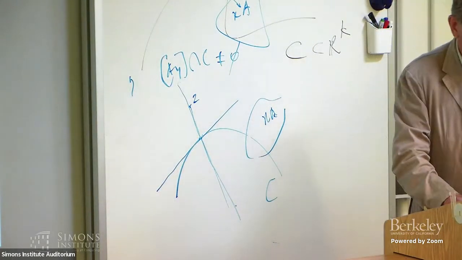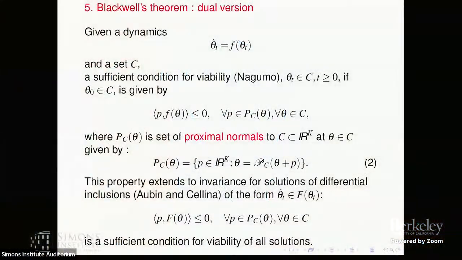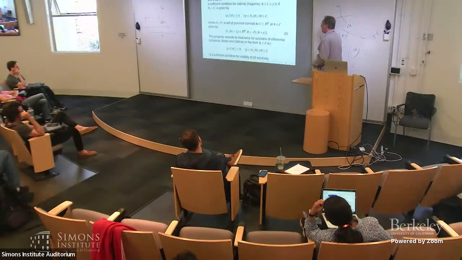Dual version. So given a dynamics, theta dot, so it's a first order dynamic, and a set C, a sufficient condition for viability. So this goes back to Nagumo, a Japanese mathematician. This was done in '42, but it was not known because it was during the war. So it has been proved again by a lot of mathematicians, and it's a condition for viability. Viability means that the trajectory, if you start in C, will remain in C. Okay? And the condition is like this. The scalar product of P and f, f is this function, has to be negative for all P, which is the proximal normal to C.